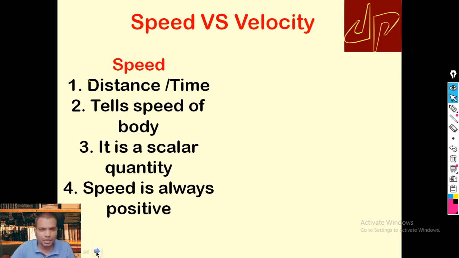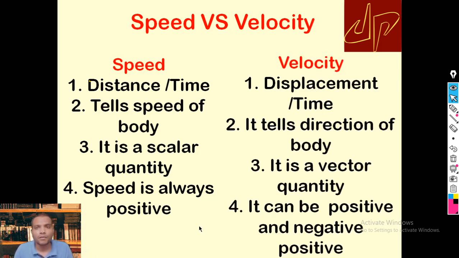So finally, let us give the differences between speed and velocity. Speed as a formula is distance upon time. It only tells about the speed of the body. It is a scalar quantity and speed is always positive. Be very careful, speed is a scalar quantity. And velocity we define as displacement upon time. It tells the direction of the body. It is a vector quantity. Since it is a vector, it has direction. It can be positive and it can be negative. So these are the differences between speed and velocity.